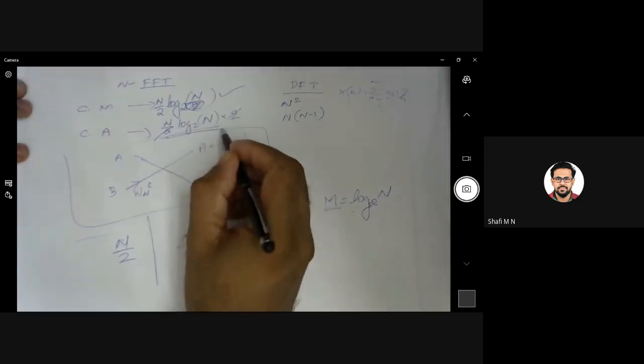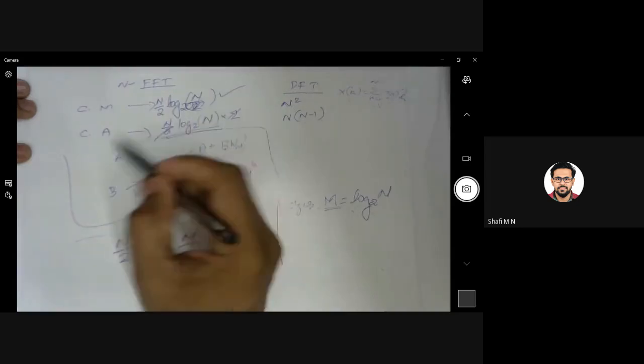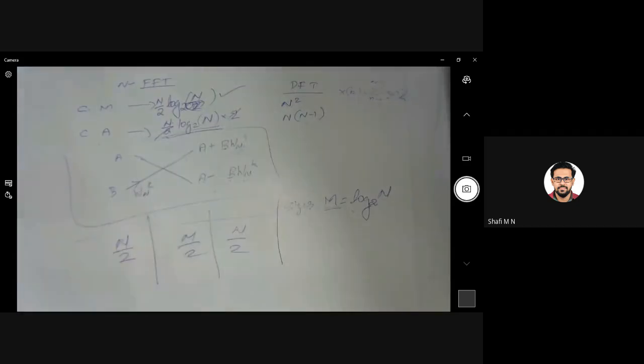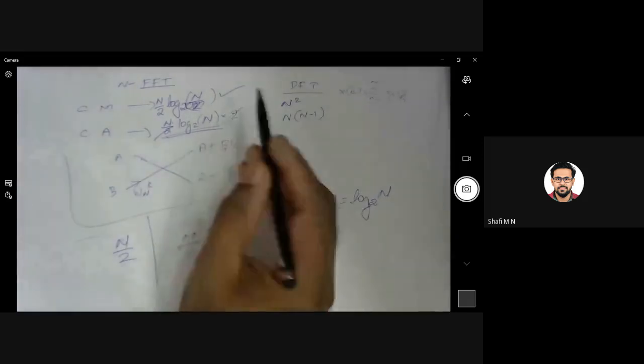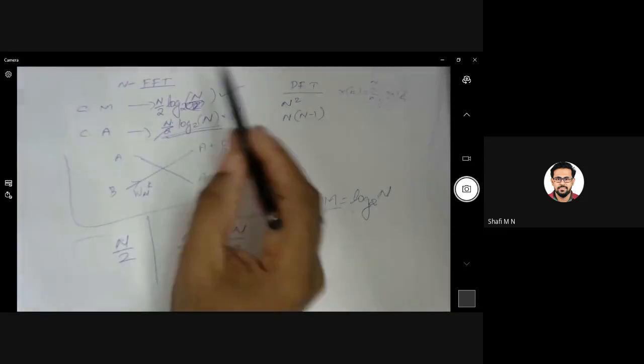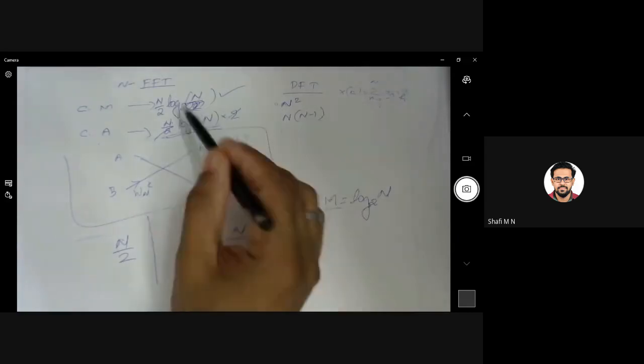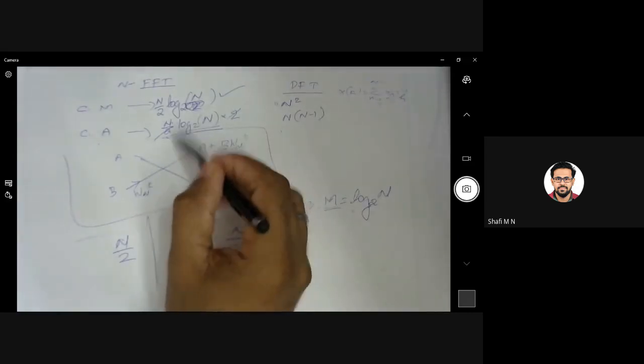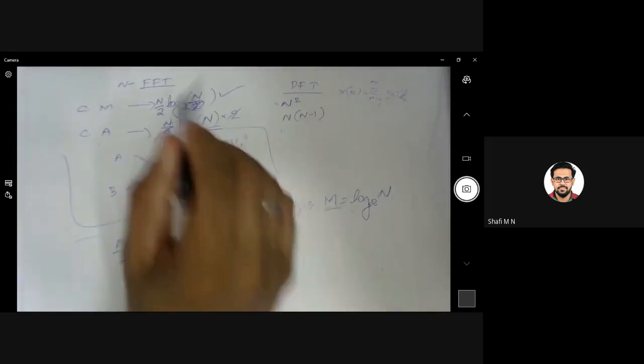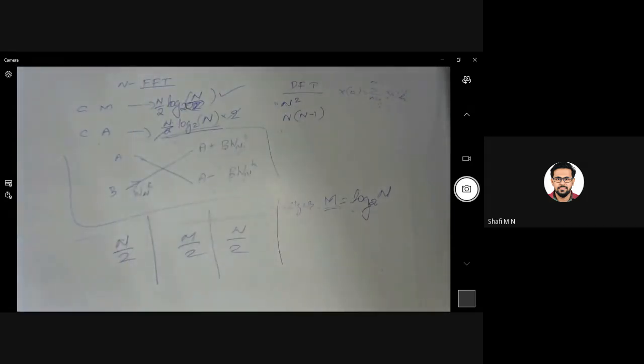Hope you remember this equation. We have dictated it in the beginning of this session. The total number of complex multiplications is n by 2 log n. The total number of complex additions is n log n. That should be very clear. There can be problems related to this. Say, how many multiplications or additions are involved in computing a 1024 point FFT and DFT? You have to make a comparison. Definitely here you will have more multiplications and additions. Here you will have fewer multiplications and additions as logarithm is involved. So this will be faster. That's why we say FFT is faster.